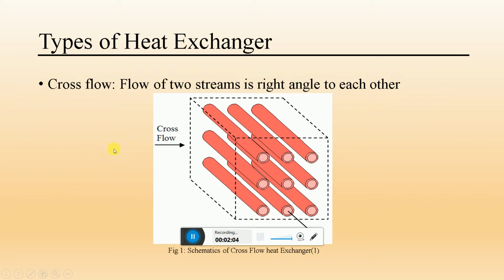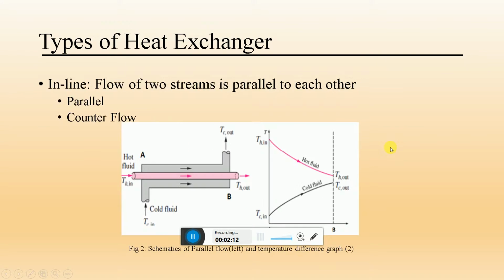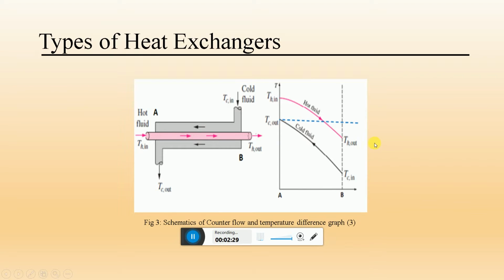Moving on, we have the types of heat exchangers. This one right here is cross flow, where the flow of the two streams is at right angles to each other. Then we have inline, where the flow of the streams is parallel. Under inline we have parallel flow, where cold fluid and hot fluid move parallel to each other. This is the temperature difference graph on the right. And then we have counterflow, where cold fluid and hot fluid are moving opposite to each other.